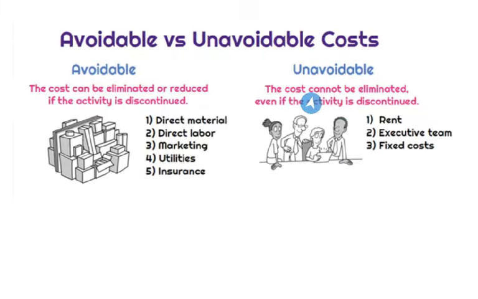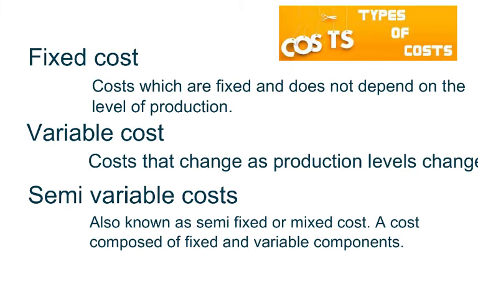Whether you do this activity or not, whether you discontinue this activity or not, these costs will stay there. It can be rent again, it can be some salaries or some fixed costs. Now this is only to show you types of costs. We have a fixed cost. They are fixed and do not depend on the level of production.